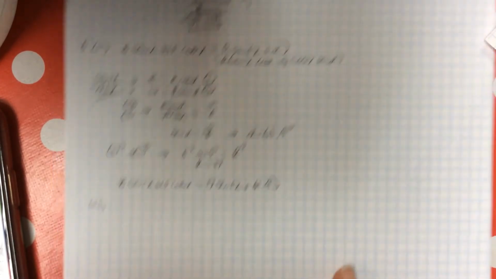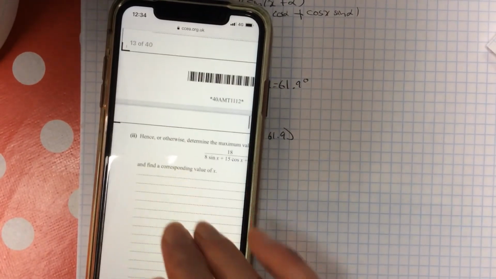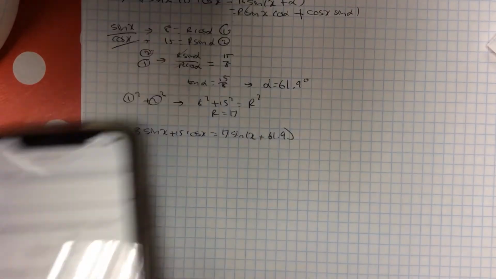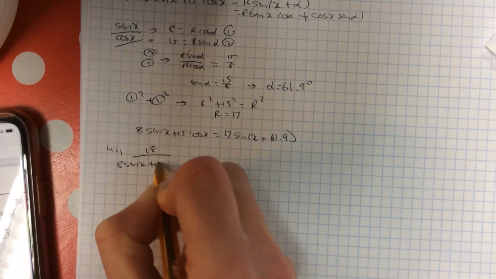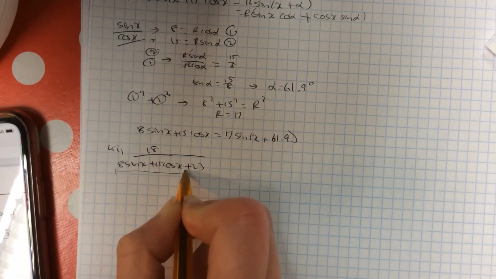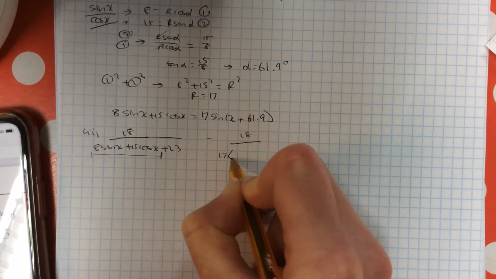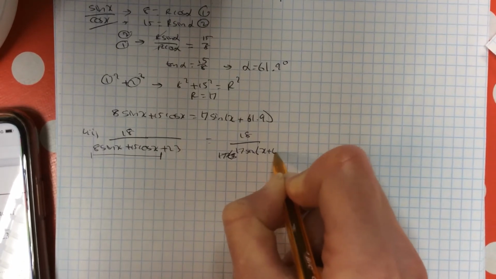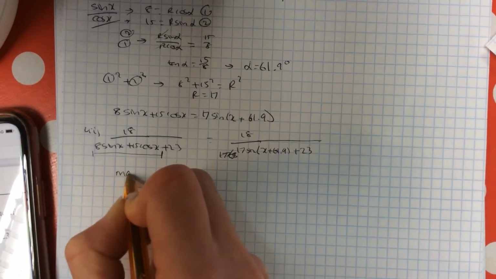Part 2 of that question, and I scroll down to find it. Hence or otherwise, so hence when using the previous answer, determine the maximum value of this. So I have got 18 over 8 sine x plus 15 cos x plus 23. Now this is part 1, so I'm just going to sub in my answer there. So that becomes 17 sine x plus 61.9, add 23.